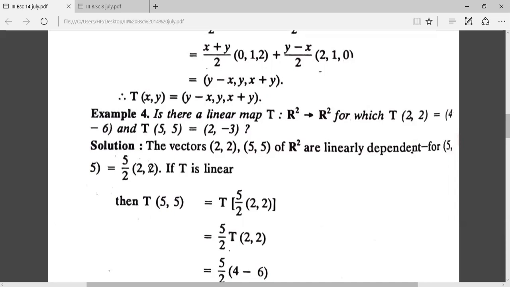One vector (5,5) is expressed as a linear combination of the preceding vectors. One theorem is, if some one of the vectors can be expressed as a linear combination of the preceding vectors, then the set of vectors is linearly dependent.